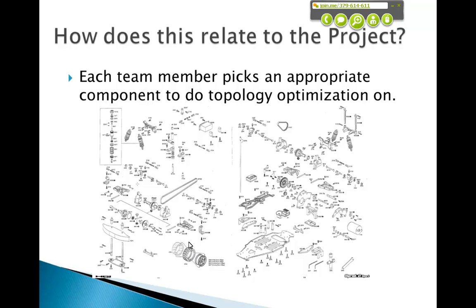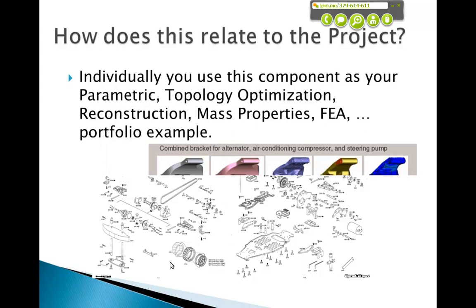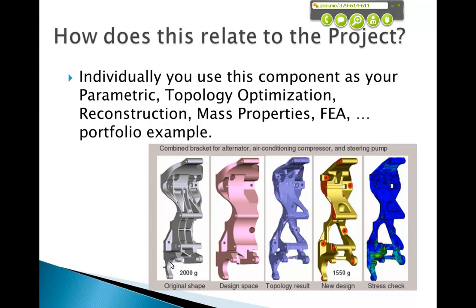Each team member should have a single component that is their responsibility to work on and do a topology optimization. Individually, you use the component as your parametric topology optimization, reconstruction, and mass property and finite element portfolio example.